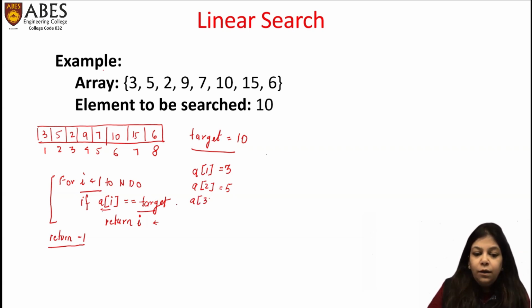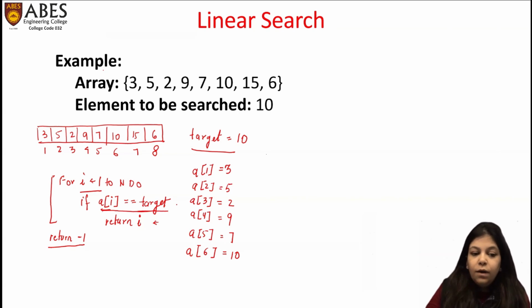We will not go inside the if condition and we will go on to the next iteration. In a similar fashion, we will keep on checking A3, which is 2, then A4, which is 9, then A5, which is 7, and then when the value of I becomes 6, the value of A6 will be 10. In this iteration, the condition A[I] equals target will be true, and the control will go inside the if conditional statement. The value of I will be returned. So in this case, we will get the value 6.